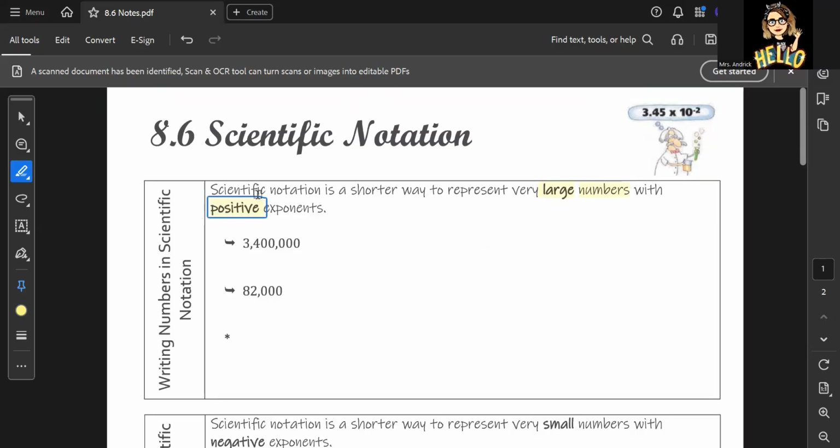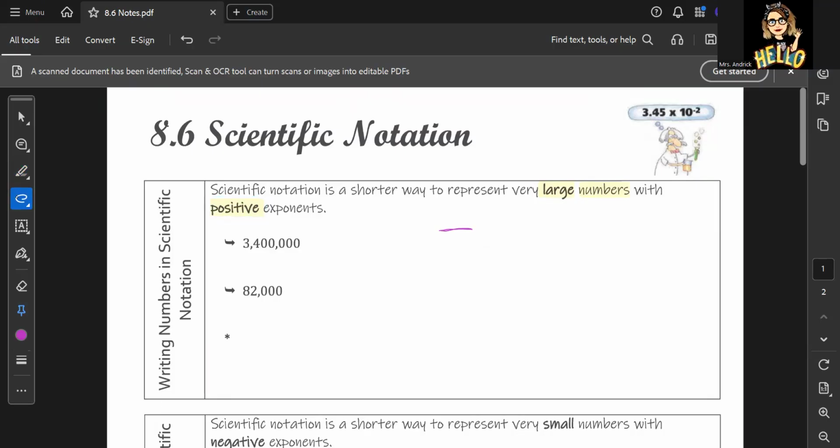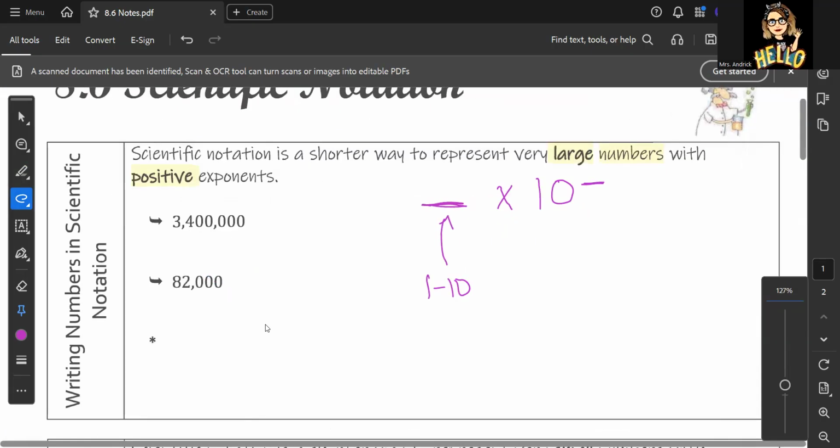So what you have to keep in mind is that we're gonna have a number in front, and then it's gonna say times 10 to some power up there. This number up front needs to be between 1 and 10. If it's any bigger or smaller, it's not in proper scientific notation. So we have to first figure out where our decimal starts when we're looking at numbers.